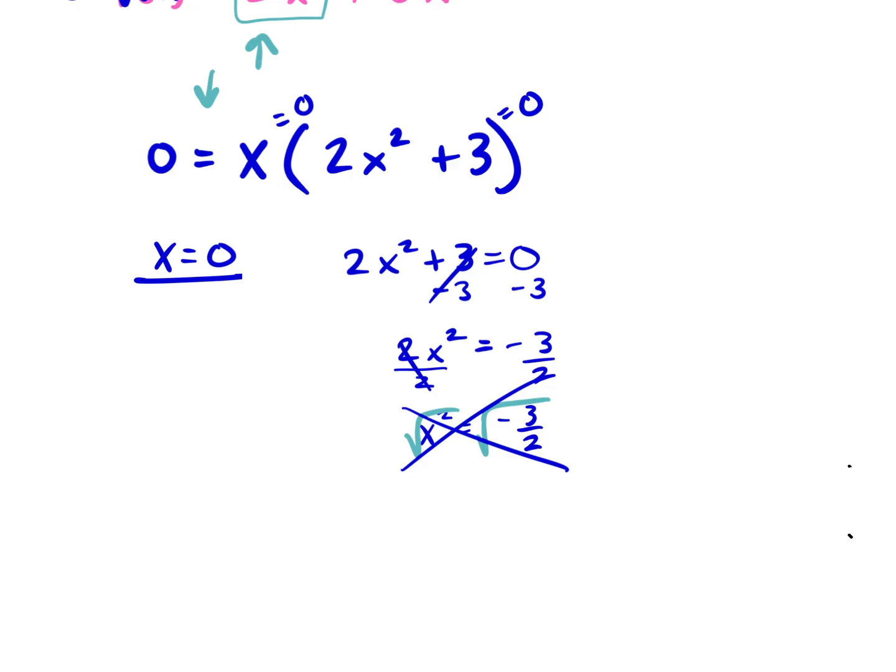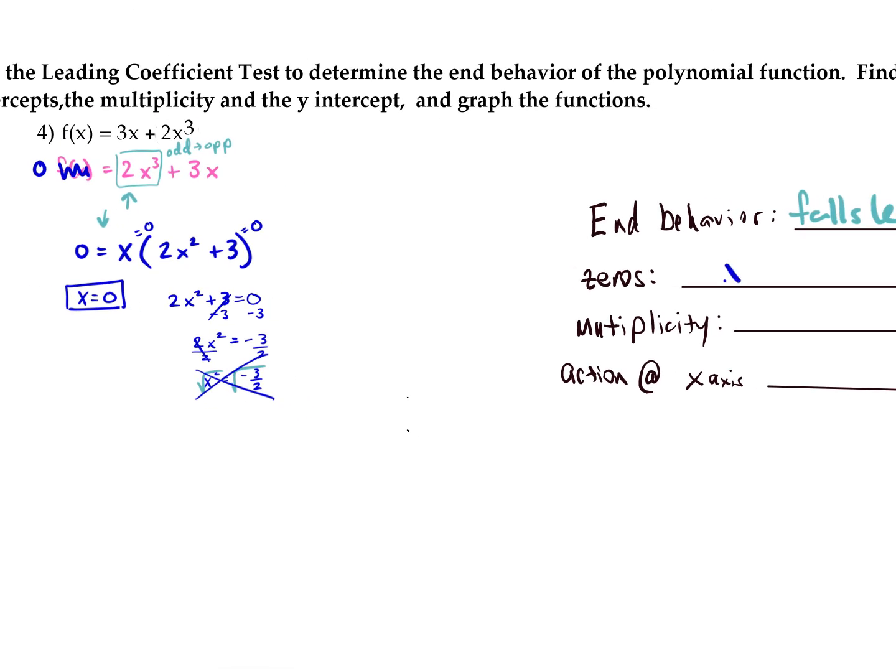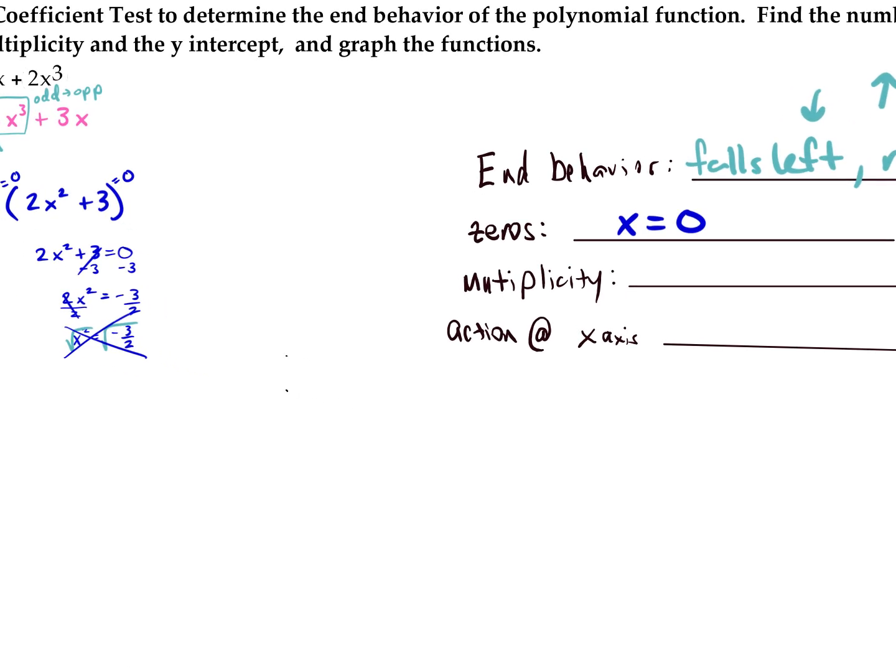It's not that our whole question is no solution because I still had x equals 0. But this one doesn't give us another 0. So for my zeros, I have x equals 0. Let's talk about multiplicity. How many x equals 0s do we have? 1. So I have a multiplicity of 1 at x equals 0.